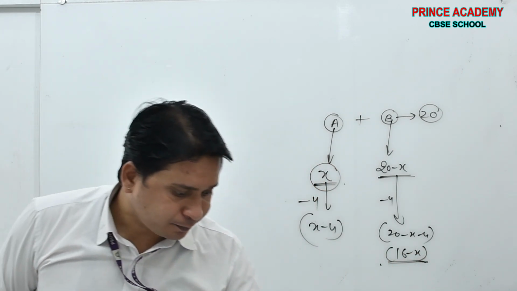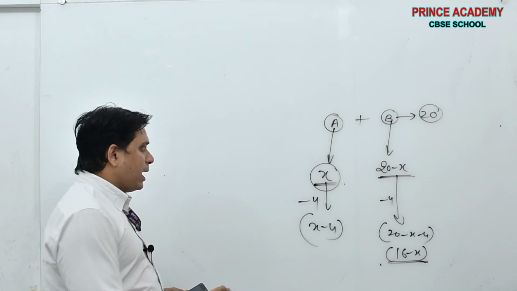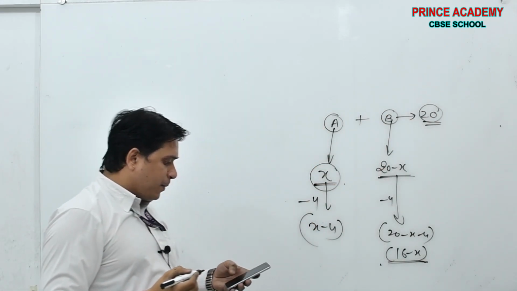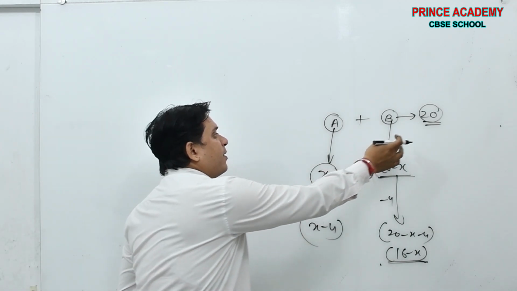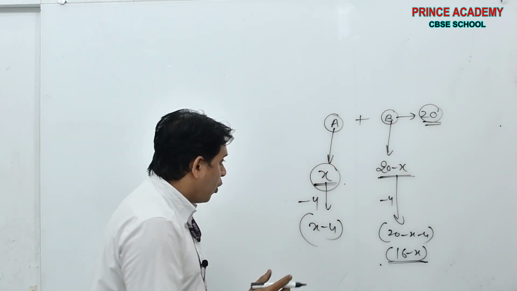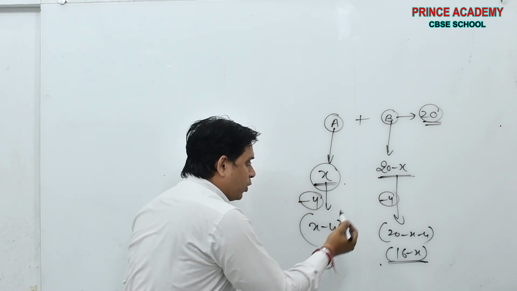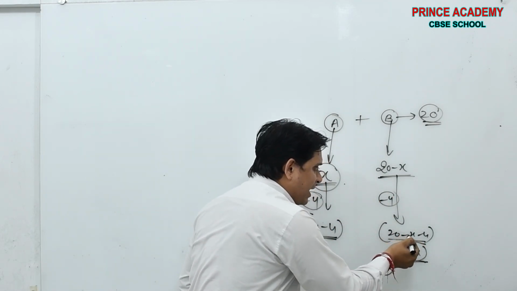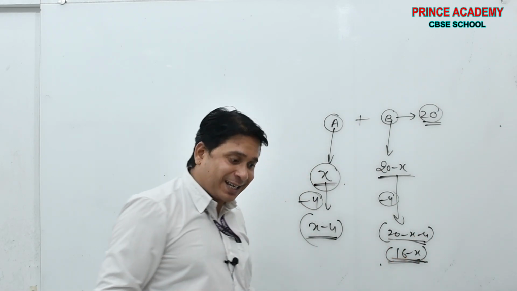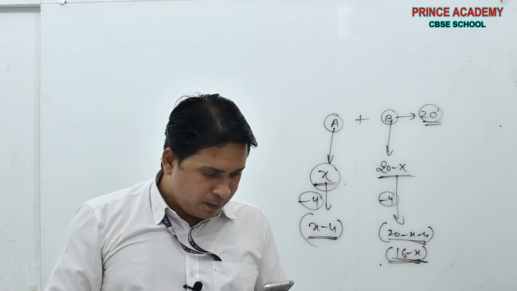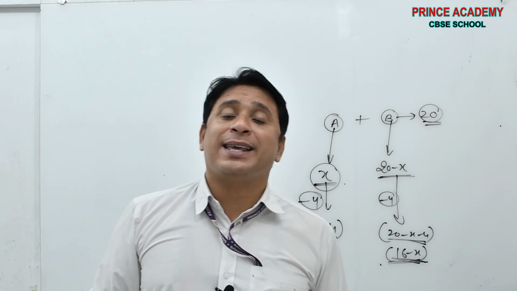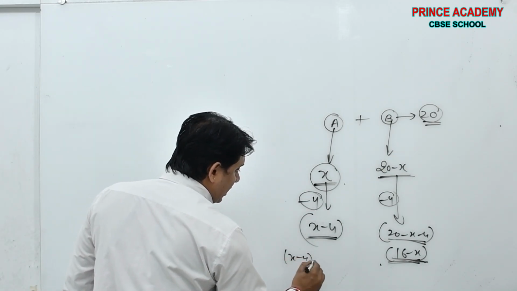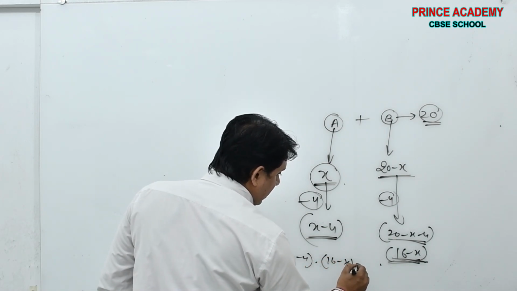Done beta. Their ages were such that their sum is 20. Suppose one is x, another will be 20 minus x. 4 years ago, minus 4, it was x minus 4 and it was 20 minus x minus 4, meaning 16 minus x. The product of their ages was 48. What does it mean? This into this is 48.